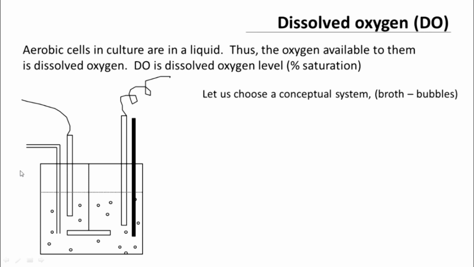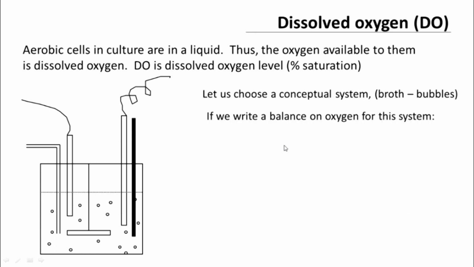The system that we are going to choose is this broth minus the bubbles, the air bubbles that are going to come out here. The air bubbles are the ones that carry oxygen and provide oxygen to the medium, which the cells in turn take up. We are going to take the broth as a whole, which contains everything, including the gas bubbles, and then we are going to conceptually remove the gas bubbles from it, and that is going to be our system.